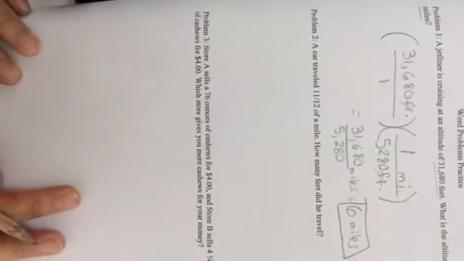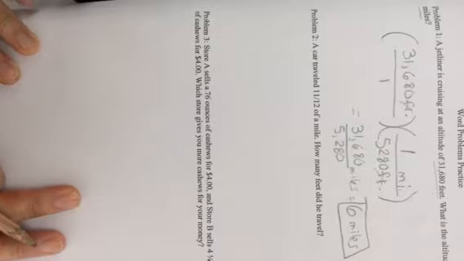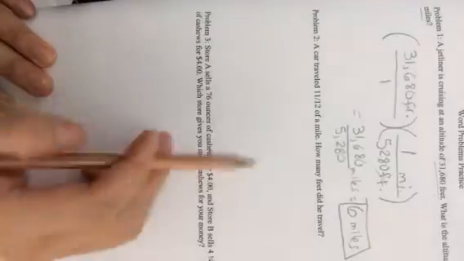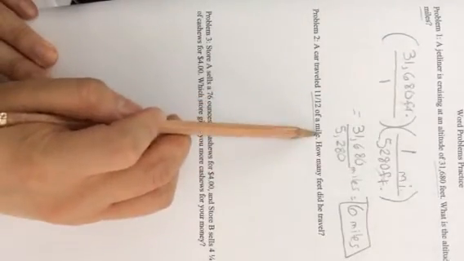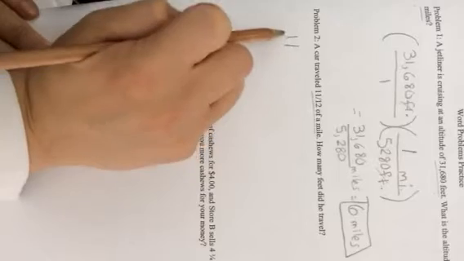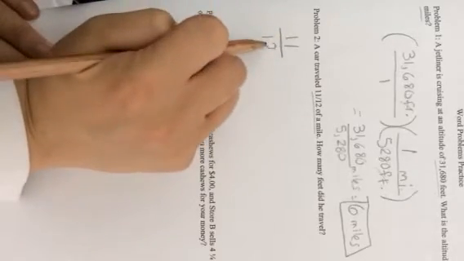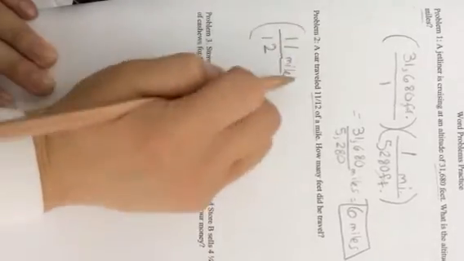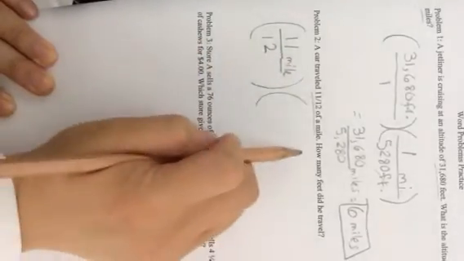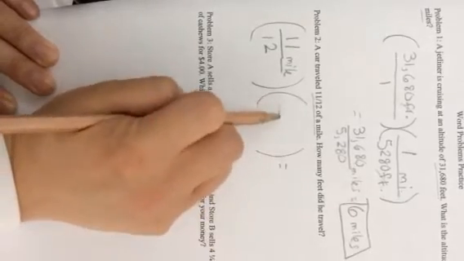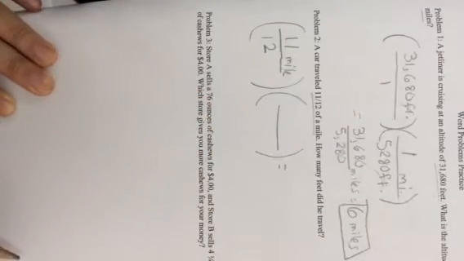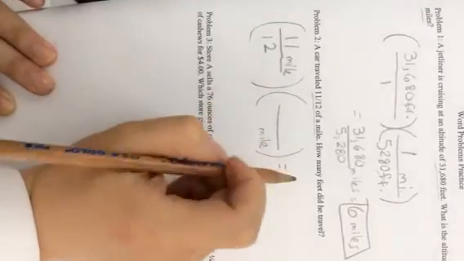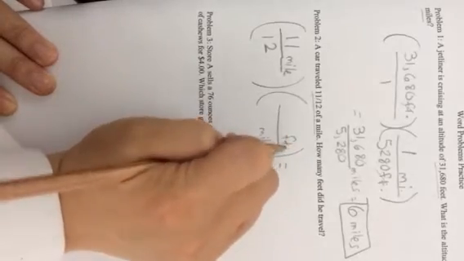So example 2 is a car traveled 11/12 of a mile. How many feet did he travel? Okay, so I write what I start out with first. I'm starting with 11/12 of a mile. So that's the very first thing I put down. So I could put 11 over 12, and then my miles unit will go on top. Now, I'm trying to get from miles to feet, which means I want my miles unit to eventually cancel out. So my miles unit is going to go on bottom, and my feet unit is going to go on top.